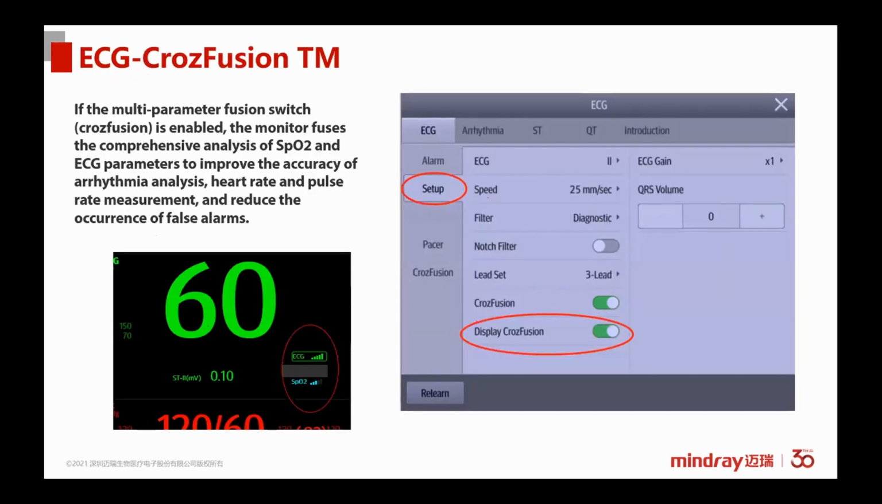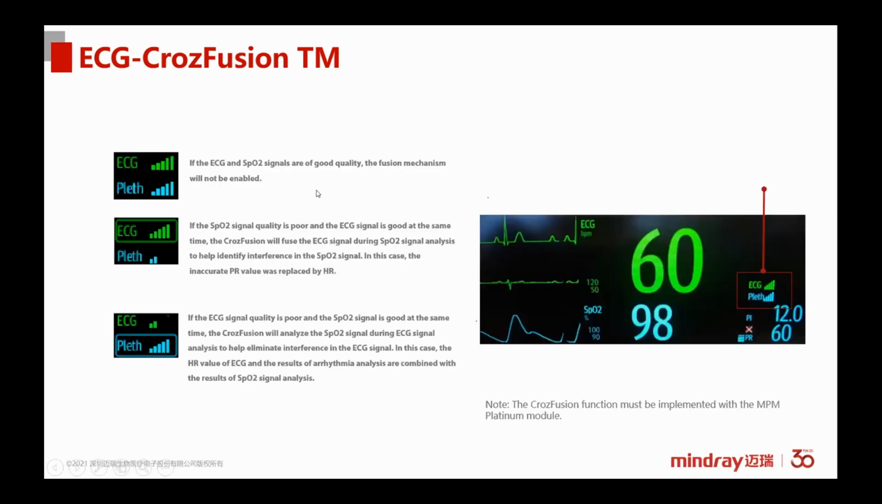Another benefit for our ECG is that we have what we call the cross-fusion function. What is cross-fusion function? It means that the monitor will automatically fuse the comprehensive analysis of SpO2 and ECG parameters to improve the accuracy of the arrhythmia analysis and heart rate, and also the pulse rate measurement. And also we can reduce the false alarm. So how can we use the cross fusion? You can find it in the ECG setup, where we have a cross fusion switch displayed. After you switch it on, you will see two different signals displayed beside the ECG parameters.